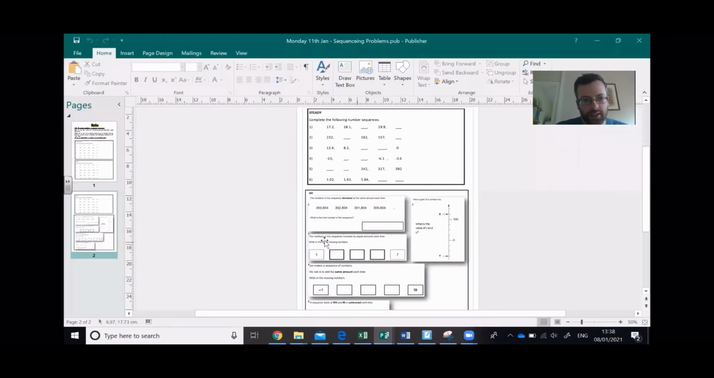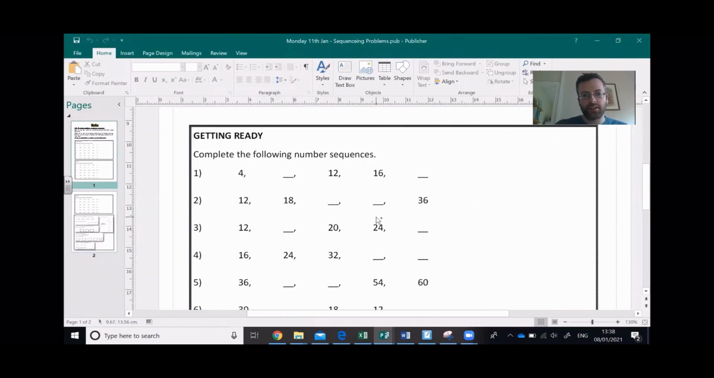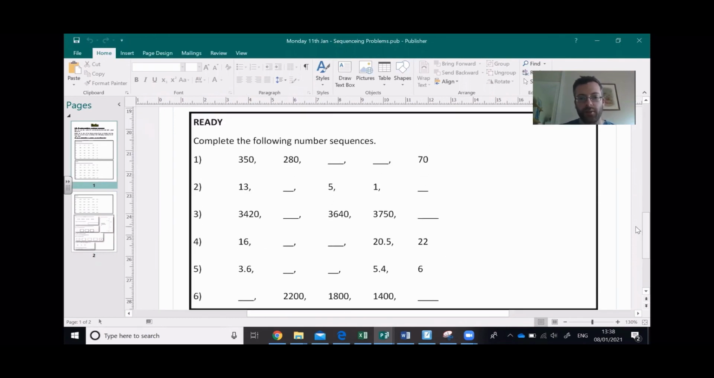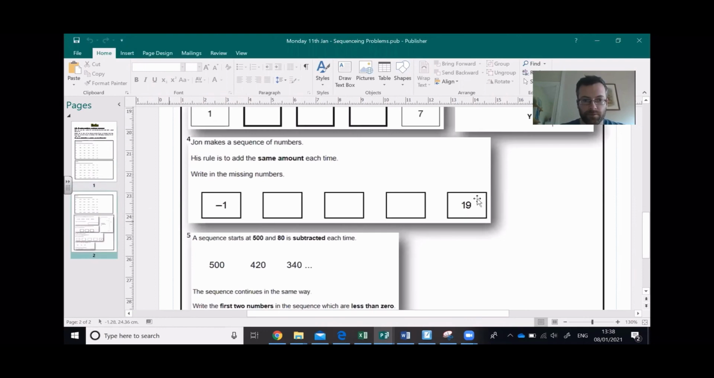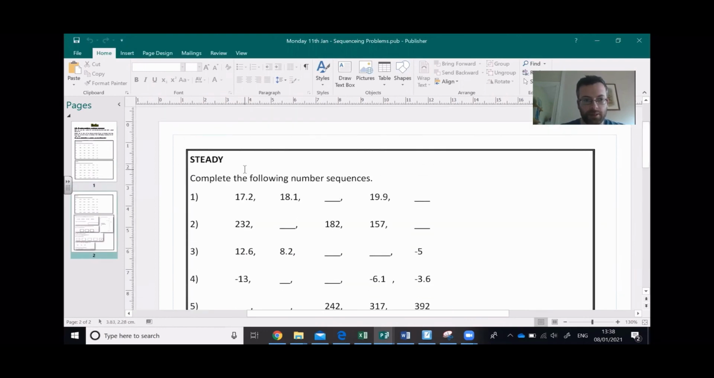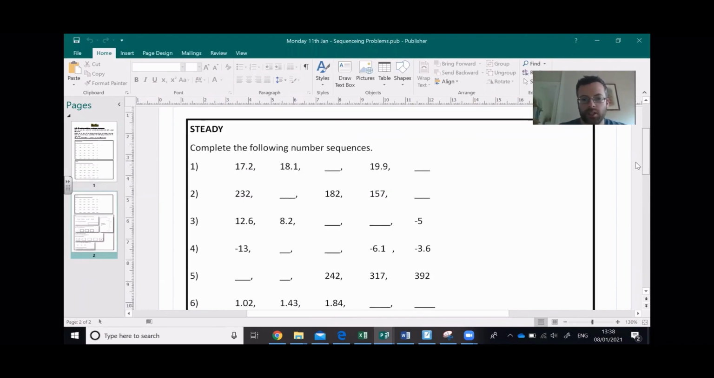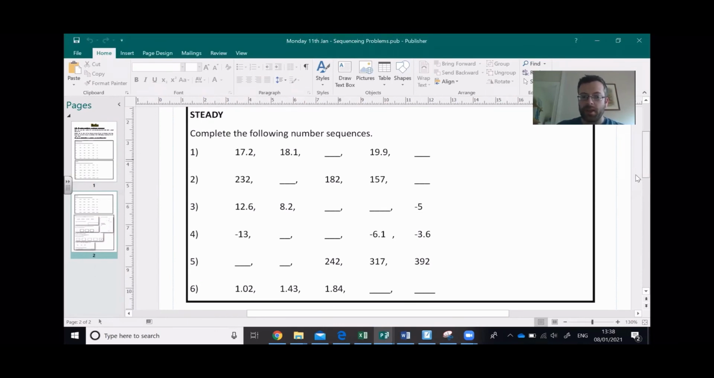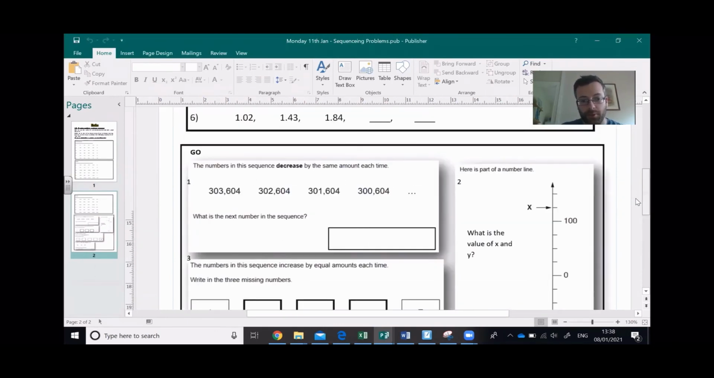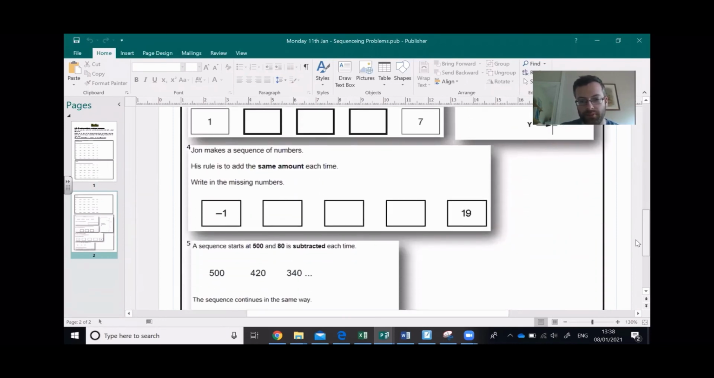Actually, I'm going to share one more time very quickly, because in your task, they will look something like this. So you've got getting ready questions, which are quite small numbers, quite small steps. Then you've got ready questions, which are getting bigger numbers. There's some decimals in there towards the bottom. Then you've got on the next page, steady. So getting ready, ready, steady, which is lots of decimals, some quite big numbers, and also messing around with negatives. And then finally, we've got go. I want you to do steady before you do go. And the go is word type problems for you to have a go at.